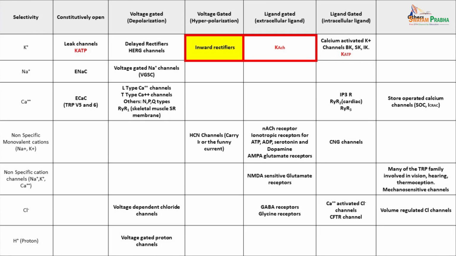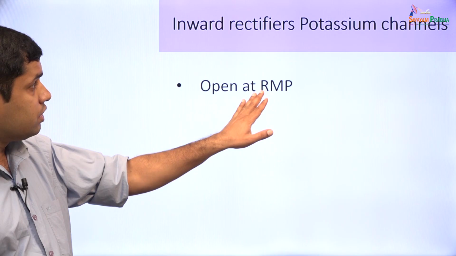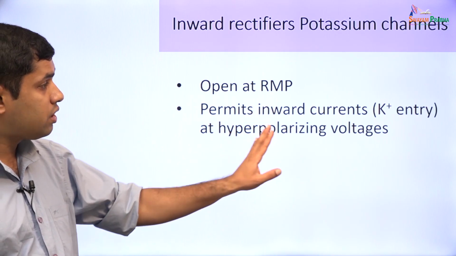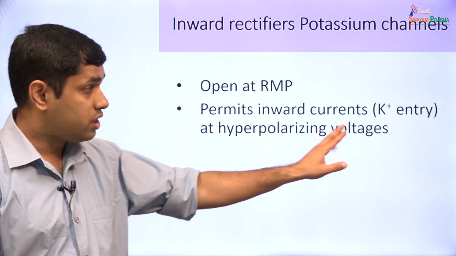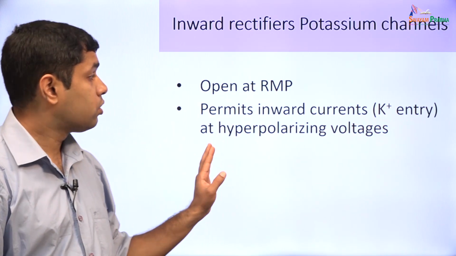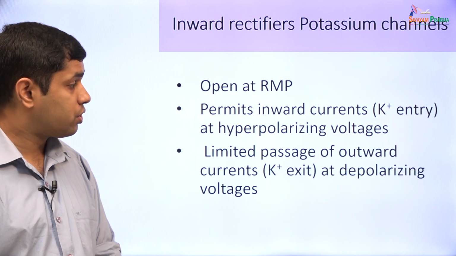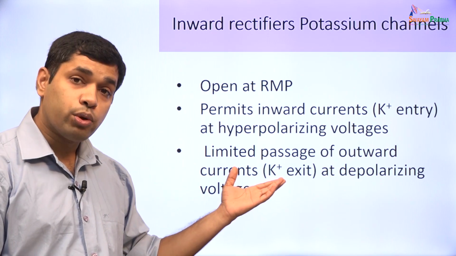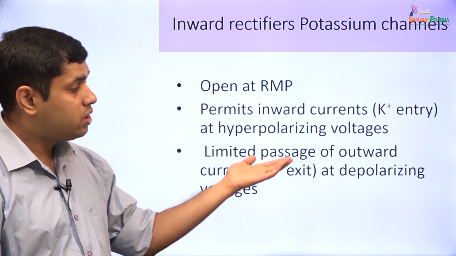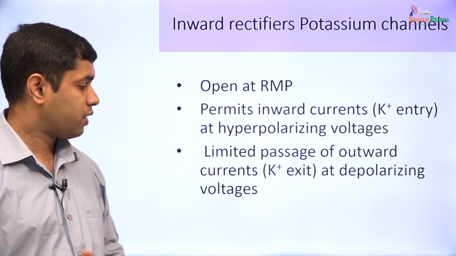Now let's look a little bit more about these channels in detail. An inward rectifier potassium channel, as we said, is open at the RMP. It permits an inward current due to potassium entry at hyperpolarizing voltages. It can pass a positive current due to potassium exit, but the magnitude of this positive current is much less than the inward current, and therefore it is called a rectifier.